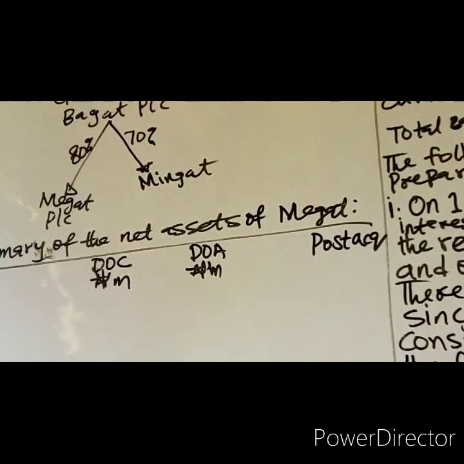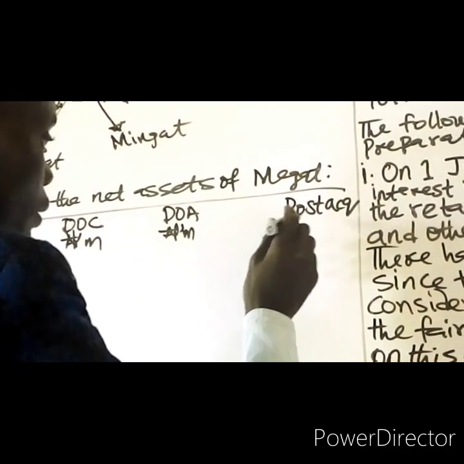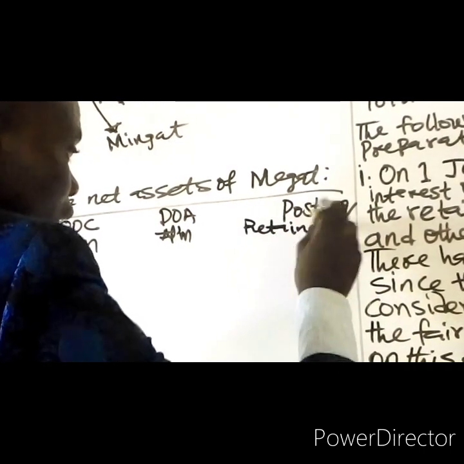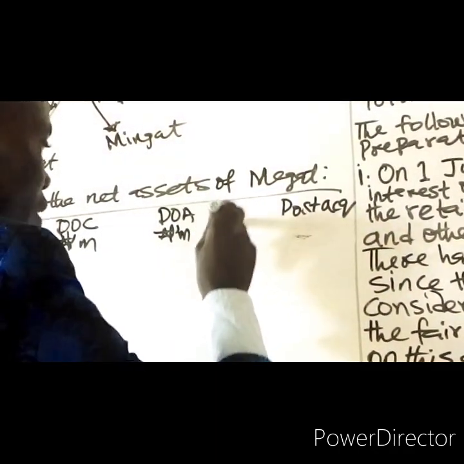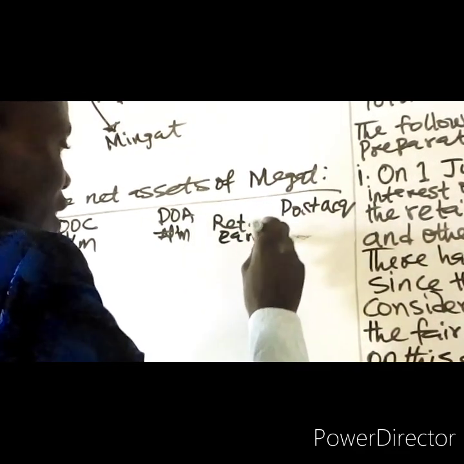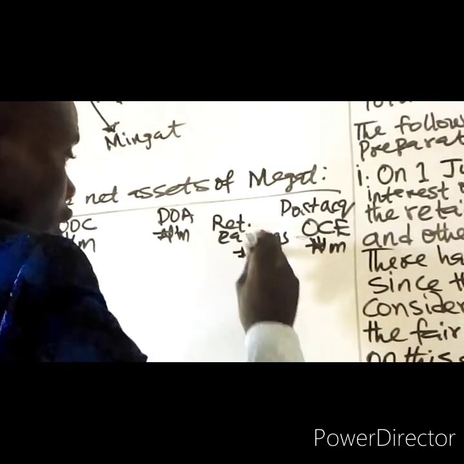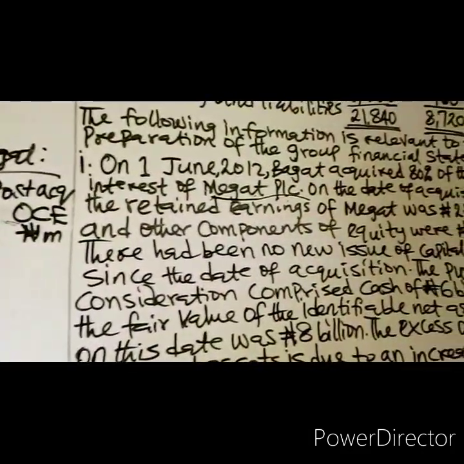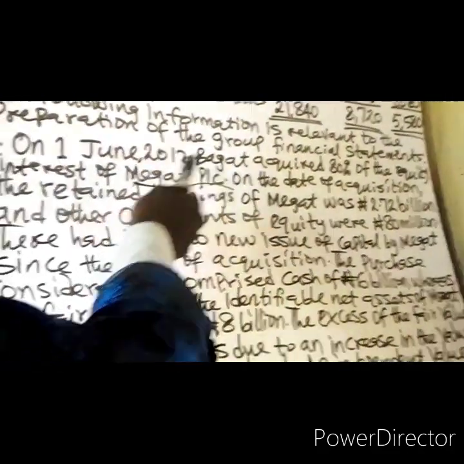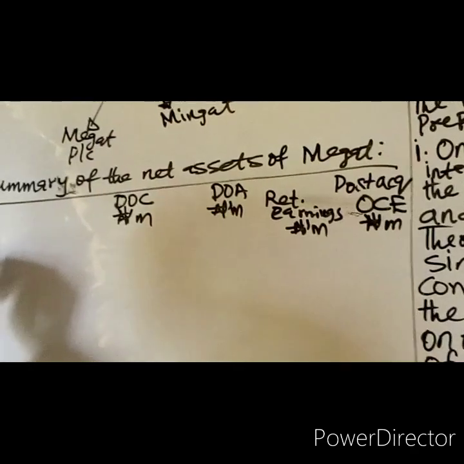Then remember our retained earnings, our profit. We have retained earnings, and we equally have other components of equity. So, on 1st of June, Bagat acquired 80% of equity interest of Megat. On the date of acquisition, the retained earnings of Megat was 2.72 billion.